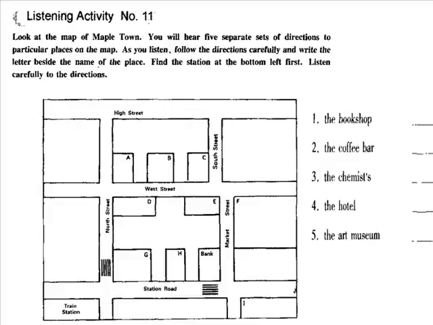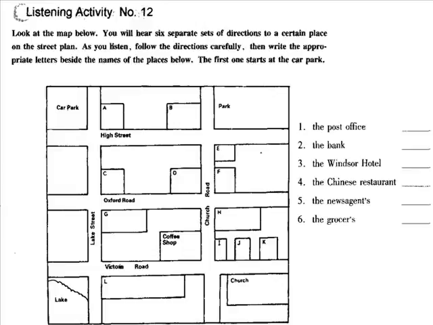5. Mary and Jack want to visit the art museum. They don't know where it is. Excuse me, could you tell us where the art museum is? Yes, it's on Market Street, opposite the hotel. Thank you very much. That's okay.